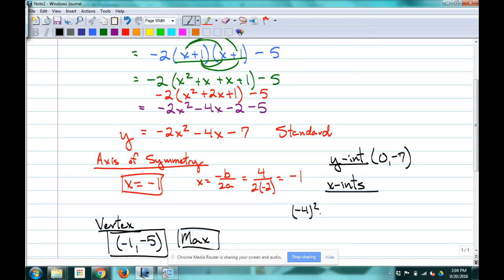So -4 squared minus 4 times negative 2 times 7. That's going to be 16. That is negative 7. Yes, thank you. Minus 14 times 4 would be 40 and 16. Minus 56, which is negative 40. What do we know about our X-intercepts? There are no X-intercepts because the discriminant is a negative number.